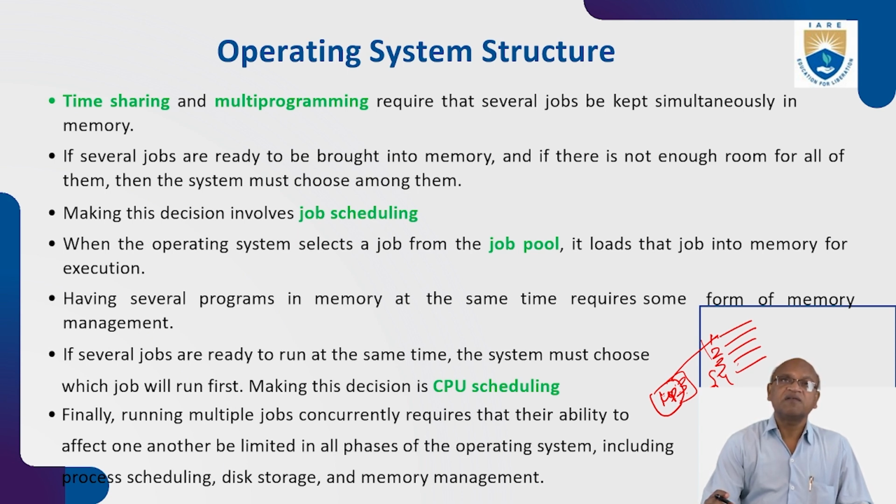If several jobs are ready to be brought into memory and there is not enough room for all, then the system must choose among them. The system itself will not choose anything. Only the operating system, the OS, will control which processor should share which job. That's final. Making this decision involves job scheduling, which will be done by the OS only.